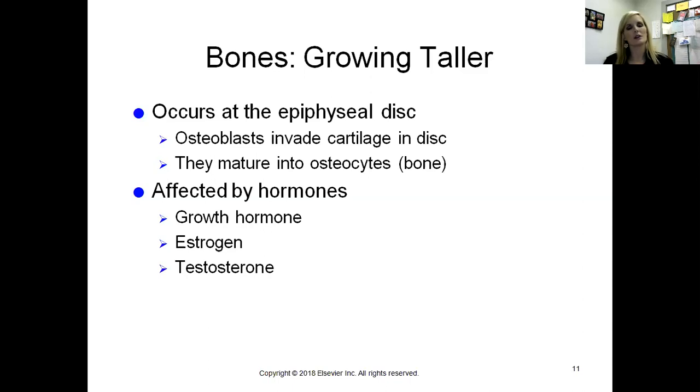Our bone growth is affected by hormones. Typically, we have what's called the growth hormone, which is more active in the growth stages of childhood development. We'll talk about hormones a little bit later. But then during puberty, especially when females are developing more estrogen and males are developing more testosterone, that's definitely going to have a huge impact on our bones and the growing of our bones.